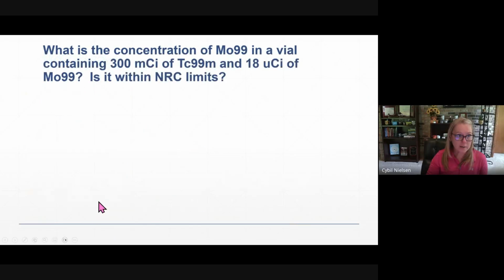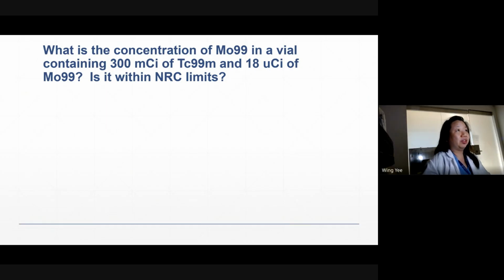All right. You have your calculator? Can pull it up on the computer.